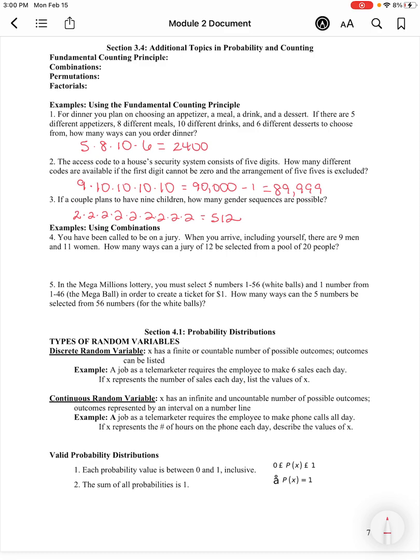You've been called to be on a jury. When you arrive, including yourself, there are 9 men and 11 women. How many ways can the jury of 12 be selected from a pool of 20 people? So there are 20 people. We want to know how many combinations of 12. So that's 125,970.